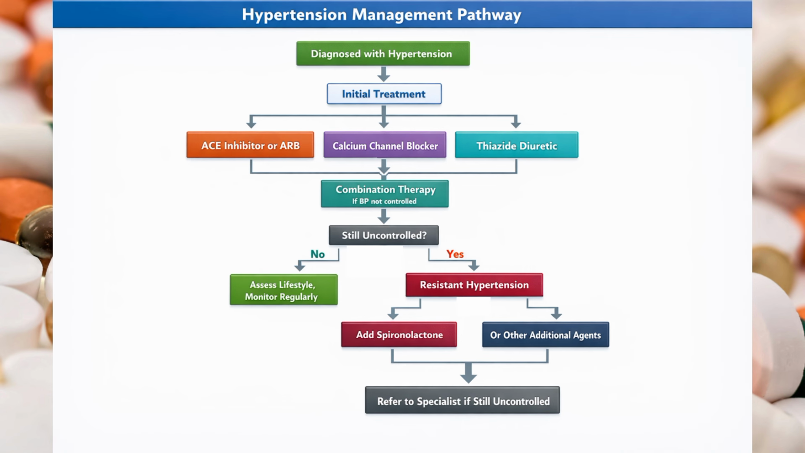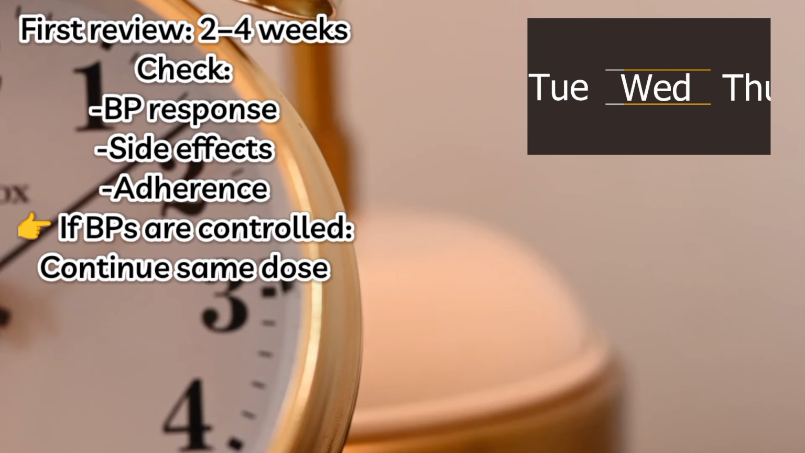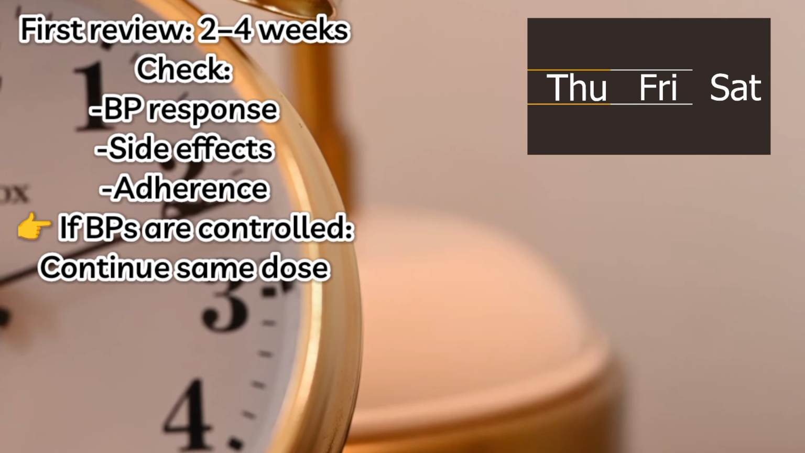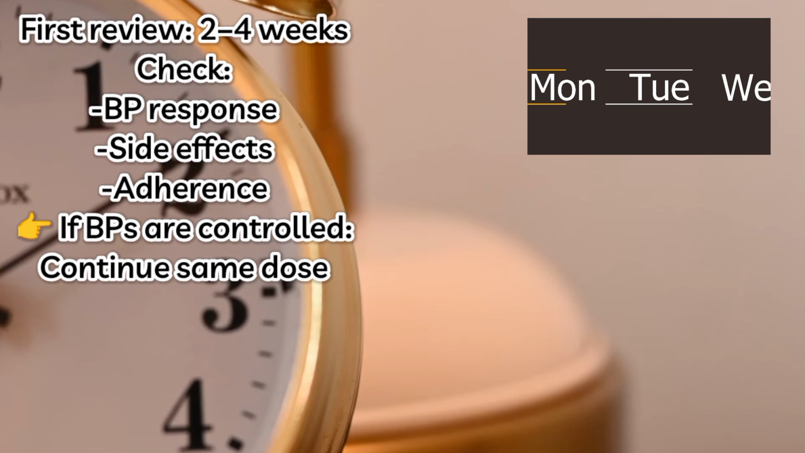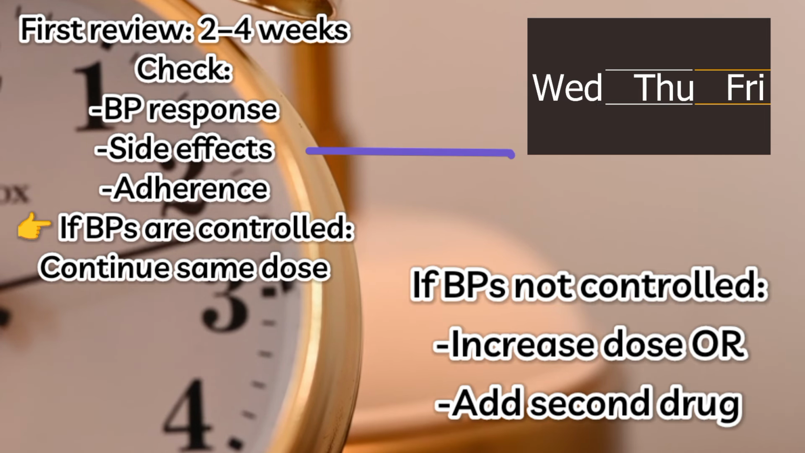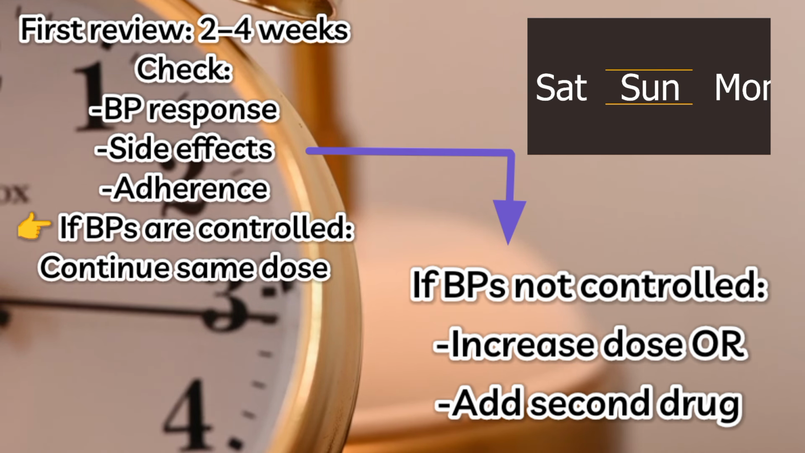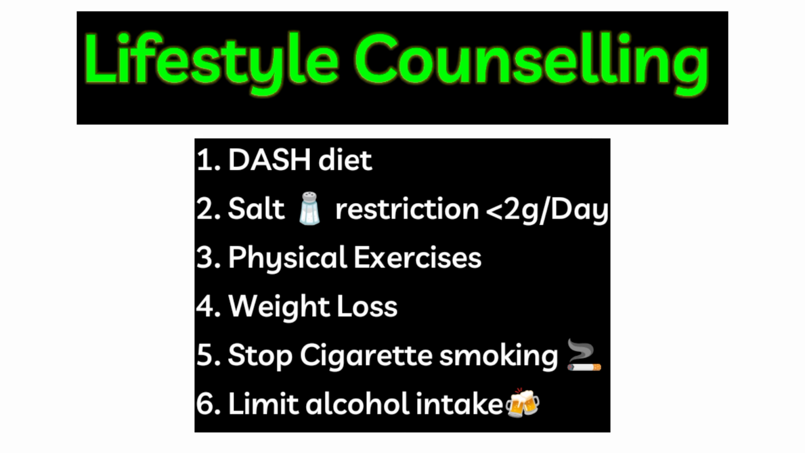This is the hypertension management pathway for you to follow through as you are going to manage the patients. Pause the video as you have a look at it, as it serves as a very important tool in the management pathway. The first review is done between 2 to 4 weeks, whereby you check for blood pressure response, side effects, adherence to the oral antihypertensives. If the blood pressure is controlled, continue with the same dosage. If the blood pressure is not controlled, increase the dosage or add a second drug from a different class of oral antihypertensives.